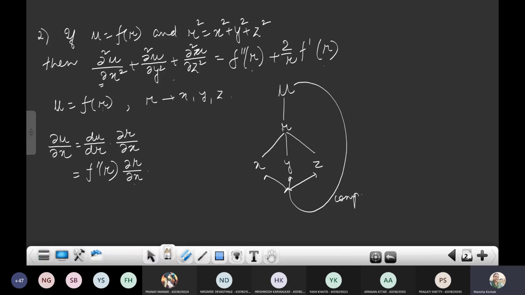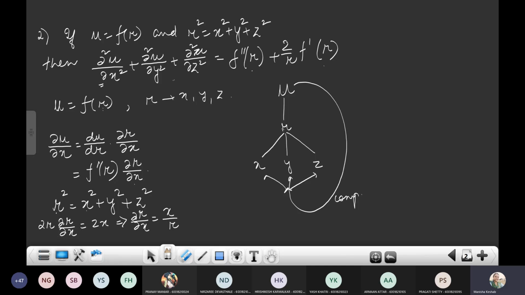So now we don't know what is del r del x, so first let us find it out. What we have here is r square is equal to x square plus y square plus z square. Now r is a function of x, y, z, so we can differentiate both sides with respect to x. Then we get 2r del r del x is equal to 2x, which implies del r del x is equal to x upon r.